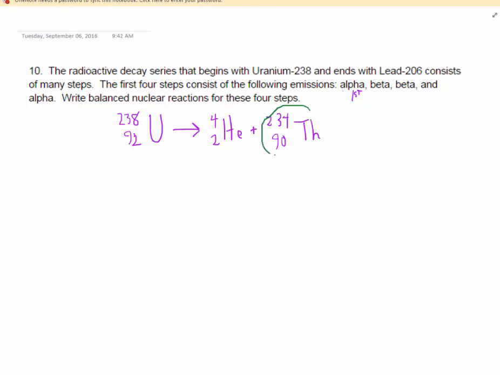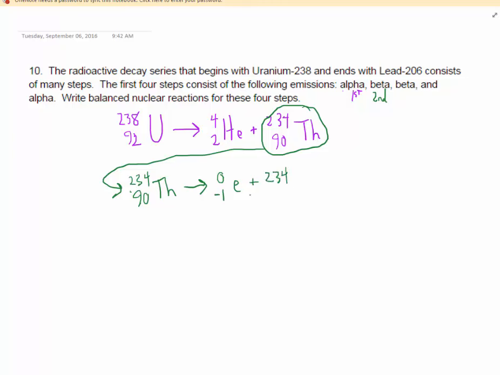Now, thorium then is still unstable, and so it's going to be our next nuclear decay. So thorium-234, 90. And we can see that the second decay is going to be a beta decay. Again, you should know what a beta particle is. It's an electron, and the way you write it is 0/-1. And then again, we just do the math. So 0 plus 234 equals 234, and -1 plus 91 equals 90.